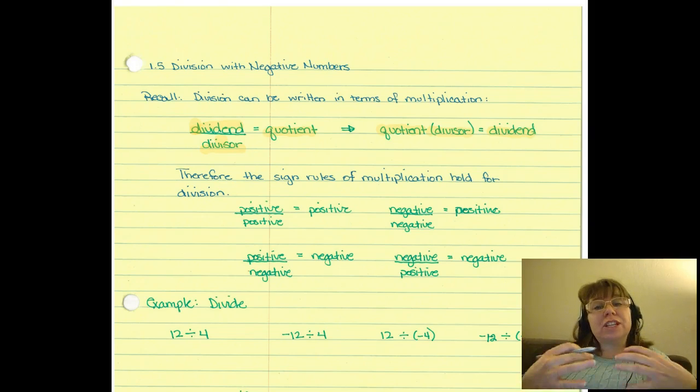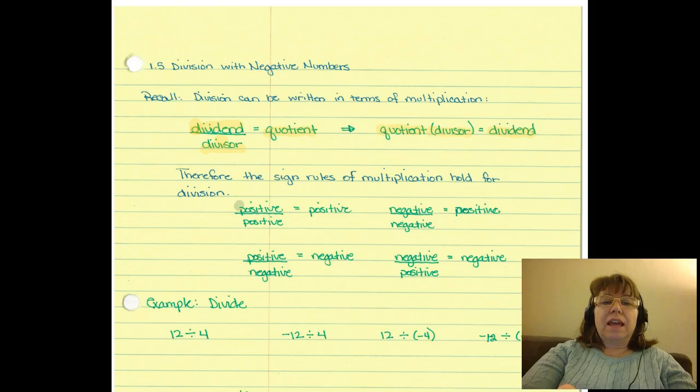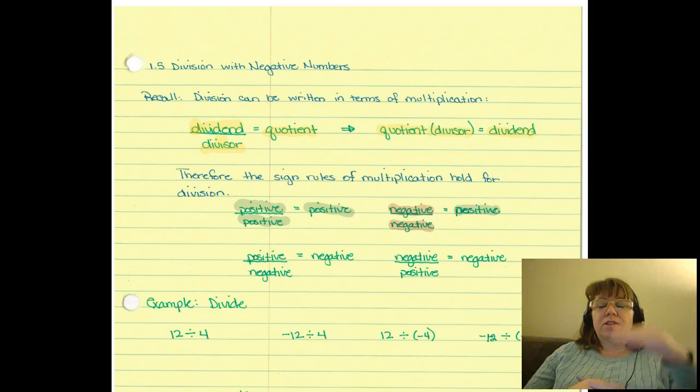Therefore, because we can change it into a multiplication problem, all the sign rules still hold true. So if my dividend is positive and my divisor is positive, my quotient is going to be positive. If my dividend, my numerator, is negative and my divisor, my denominator, is negative, then my result is going to be positive. Okay, so negative divided by negative gives you a positive.